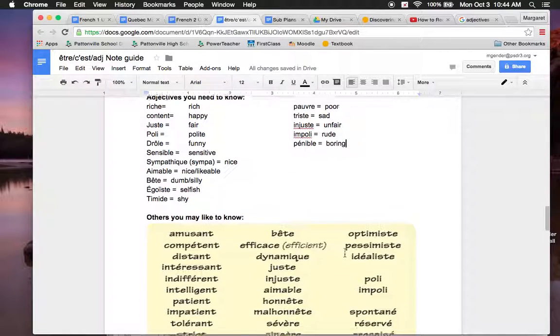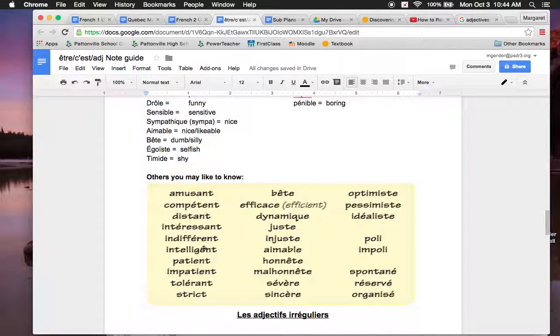Okay. All these down here, these are another little set. Some of them still have the same words that we just did, but I thought you might want to know some of these. So if you would like to take notes on these, I think that would be a good idea. Amusant is funny as well. Compétent is competent, knowing, knowledgeable. Distant, that makes sense. Distant, kind of standoffish. Intéressante, of course, is interesting. So if she is interesting, you would add an E right here. Elle est intéressante.